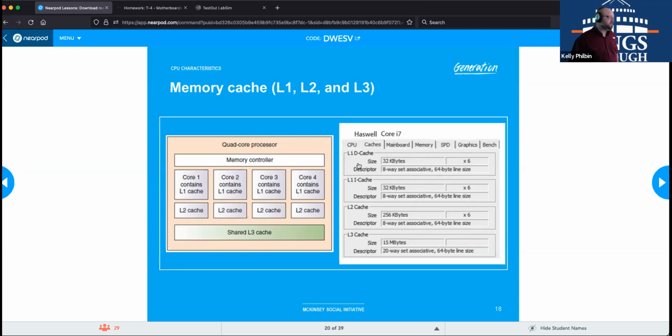You have your L1 cache, so they have the instruction and data. They have 32 kilobytes cache size for each. Then you get to your L2, 256 kilobytes, so significantly larger. Then you get to your L3, where you have 15 megabytes, so significantly larger than even the L2. And this is on the i7, but you can also find this information in your system settings on your computer as well.